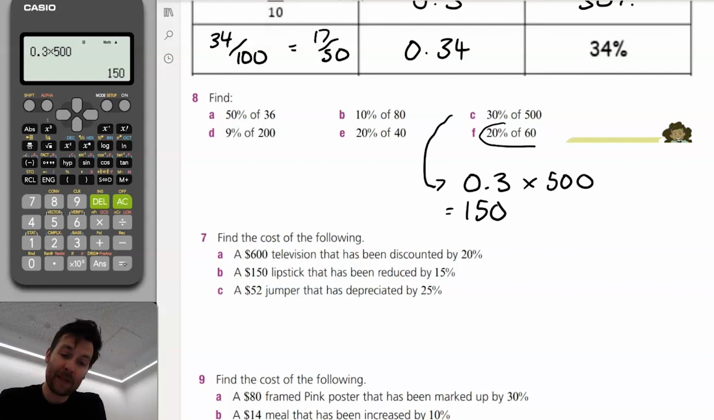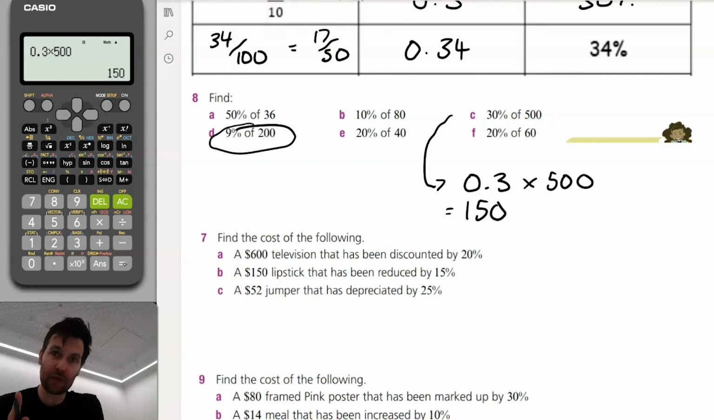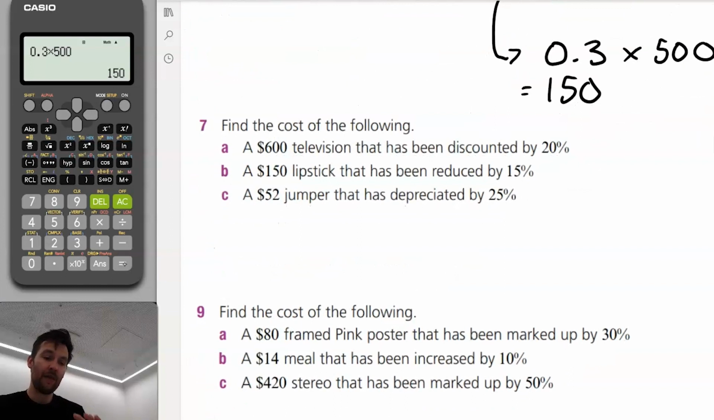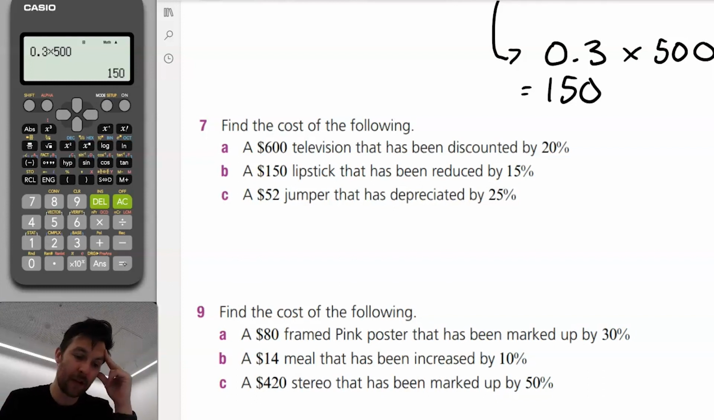If we were doing 20% of 60, it'd be 0.2 times 60. If it was 9% of 200, 9 divided by 100 is 0.09. So 0.09 times 200. So that's the easiest way to do it. Now, with this in mind, if we think of these discount sort of questions, so we've got a $600 TV that's been discounted by 20%. There's 2 ways that we can do this.